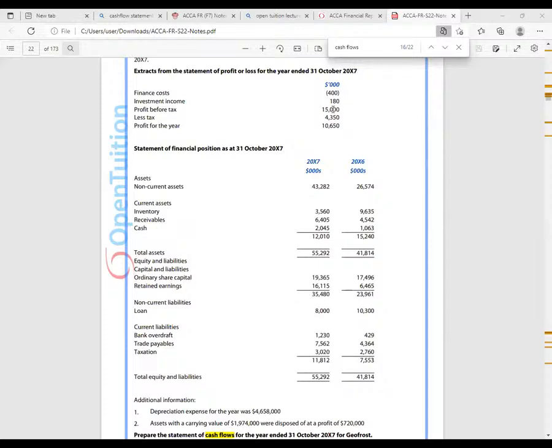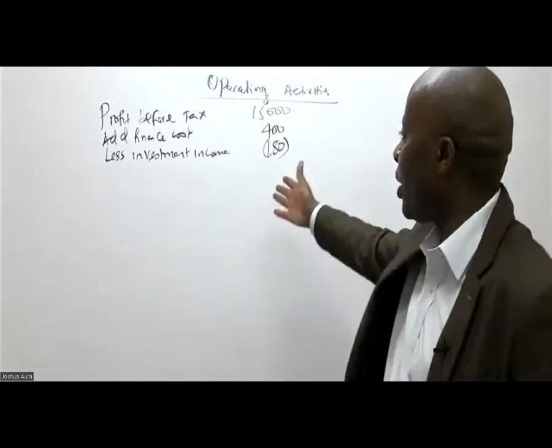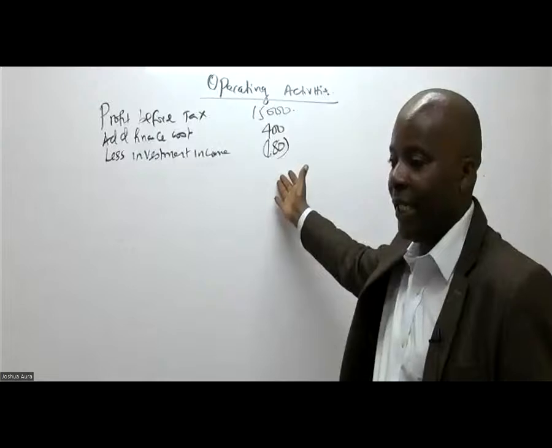And then somebody has told me to come and less investment income. Less investment income of how much? 180. Thank you so much. So you're subtracting this one. Now, having done those two things, I think I'm in a very good position, knowing that I've been able to get what I would call operating profit, PBIT.